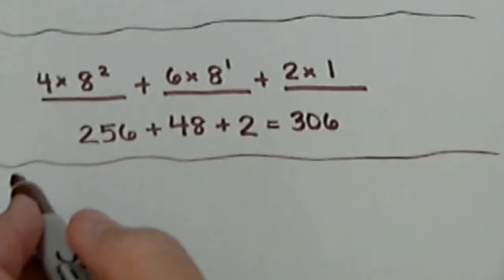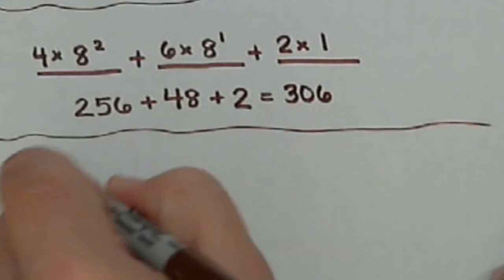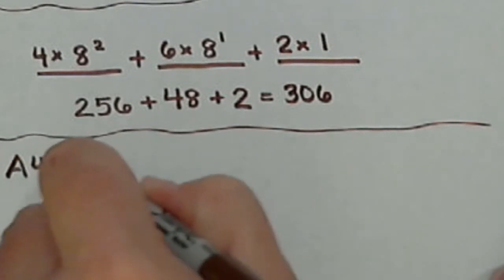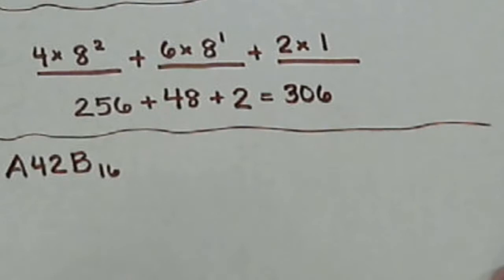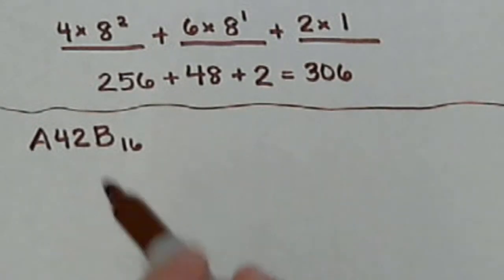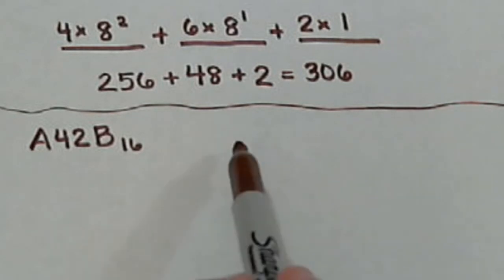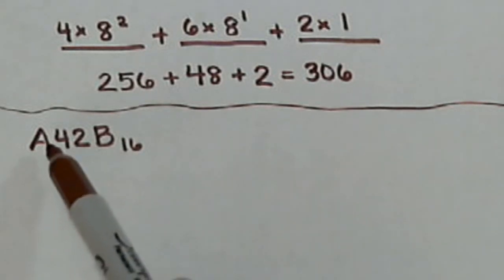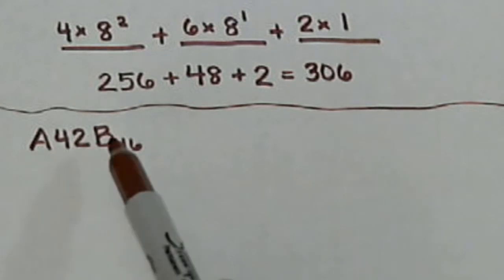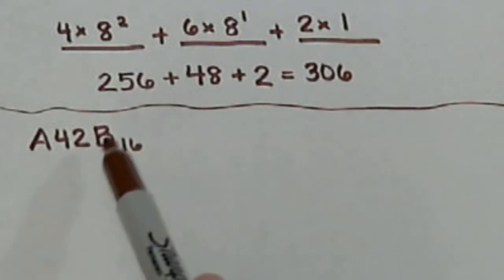All right. And finally we have the hexadecimal number. It was A42B base 16. Now base 16 means we're using the digits from 0 to 15. However, after 9, the digits aren't single digits, they're double digits. Well, since we got to go 10, 11, 12, up to 15, we use the first 6 letters in the alphabet. A would be 10, B would be 11, C would be 12, D would be 13, E would be 14, F would be 15.